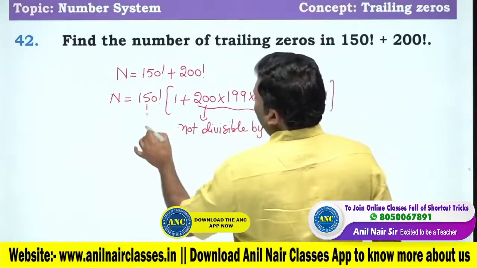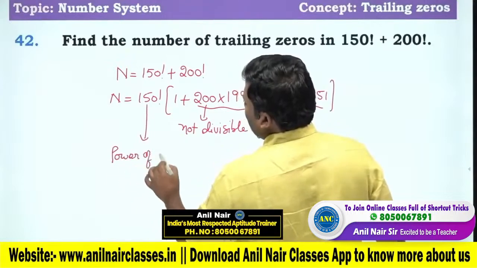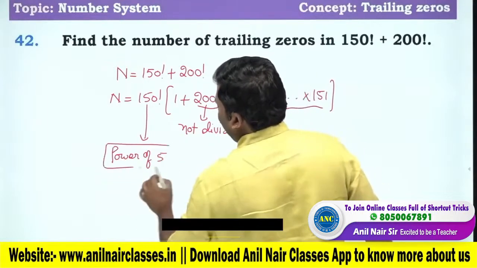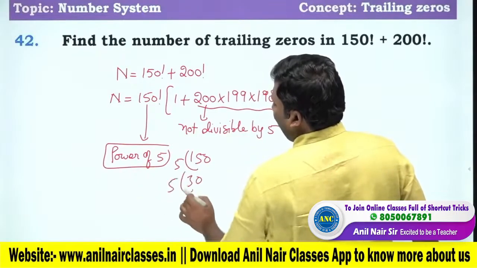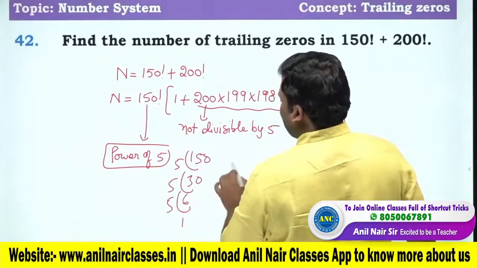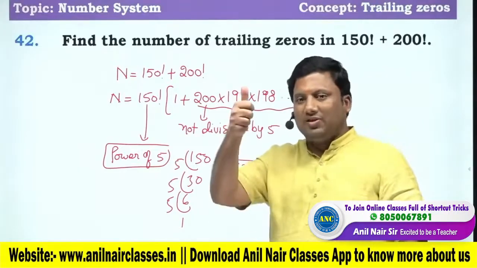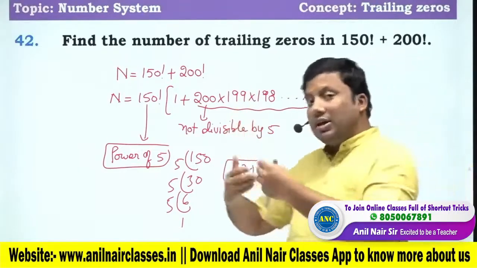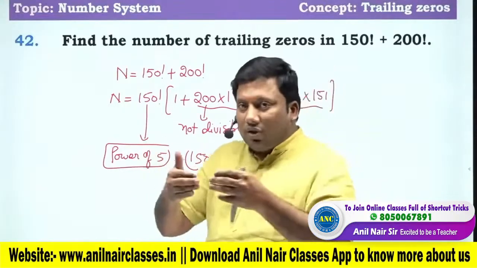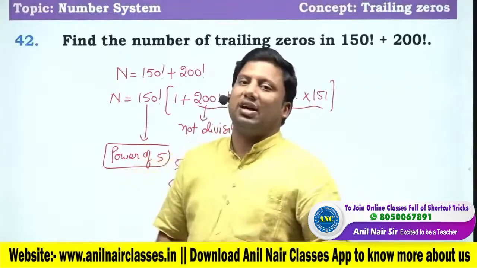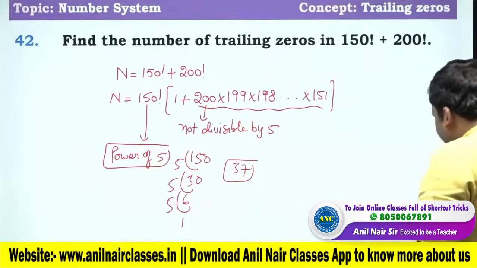So 150 factorial. For factorial numbers, the number of trailing zeros can be given by the power of 5. So 150 divided by 5: 5 30s are 150, 5 6s are 30, and 5 1s are 5. Answer will be 37. I hope you got the idea. In the first session we discussed what happens if the factorials are added, subtracted, divided, or powered. All the varieties we discussed.